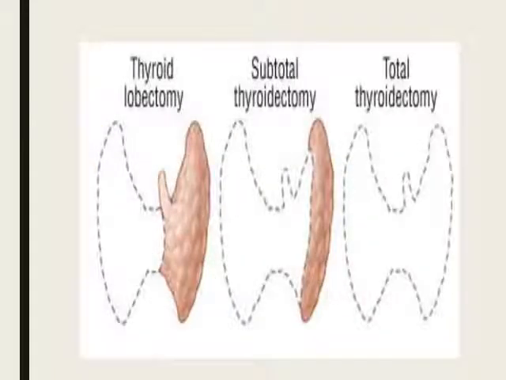Various surgical procedures are done depending upon the type and extent of disease. Thyroid lobectomy, in which a lobe and a small portion of the isthmus is removed. Subtotal thyroidectomy, in which a rim of 2 to 3 mm of thyroid tissue is left behind the posterior capsule. And total thyroidectomy, in which the whole thyroid gland is removed and replaced with thyroxine.